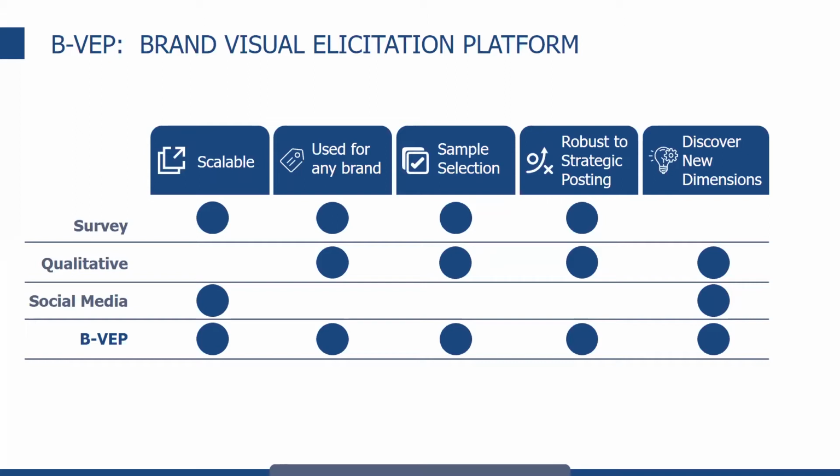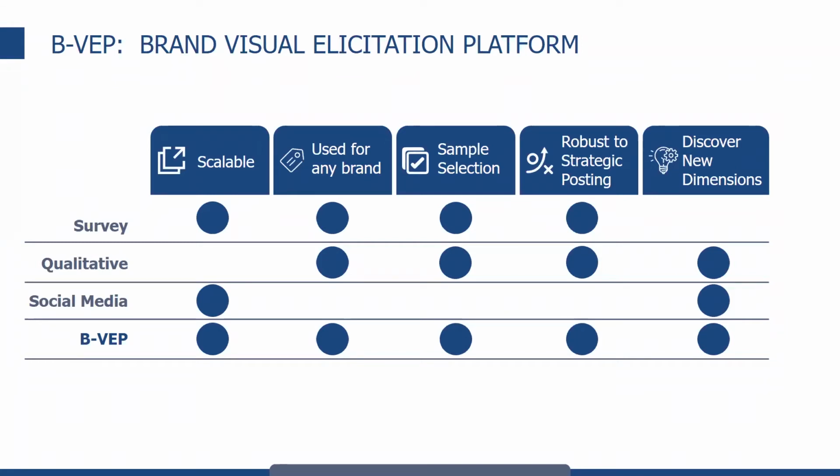Also, in social media, you do not have control over the sample. If you want to choose a specific group of people who are looking for a car, it's very hard to find them on social media, or brand loyalists. Or you may want to take a representative sample. And the last point with social media is that it's not robust to strategic posting, because when people post, they post about themselves. Even if they include brands in their post, their main motivation for posting is to signal something about themselves, and it's hard to disentangle this element from their brand perceptions.